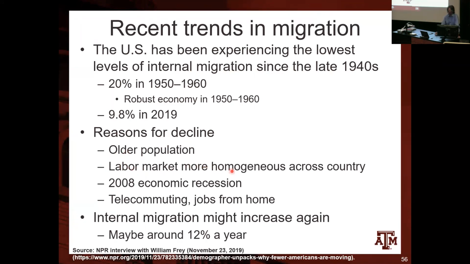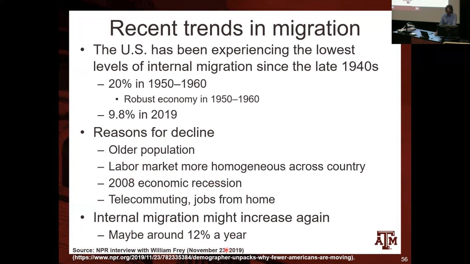The labor market is more homogeneous across the country. I can find good jobs in all different areas in the US because these labor markets are more homogeneous. The 2008 economic recession actually prevented people from moving from one area to the other. They tend to stay in specific areas because of all the issues that they experience.